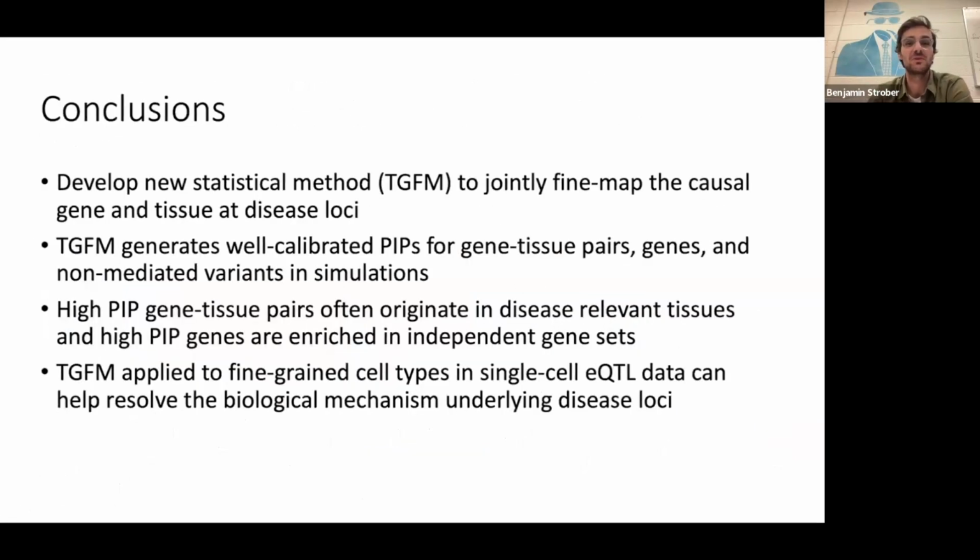So in conclusion, we developed a new model, TGFM, to jointly fine-map the causal gene and tissue at disease loci. TGFM generates well-calibrated PIPs for gene tissue pairs, genes, and non-mediated variants in simulations. High-PIP gene tissue pairs often originate in disease-relevant tissues, and high-PIP genes are enriched in independent gene sets. And TGFM applied to fine-grained cell types and single-cell eQTL data can help resolve the biological mechanism underlying disease loci.